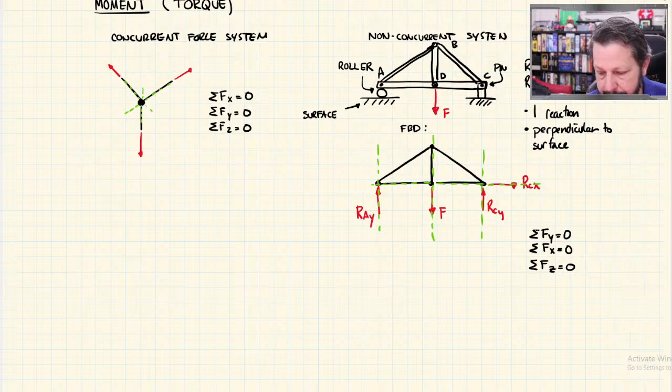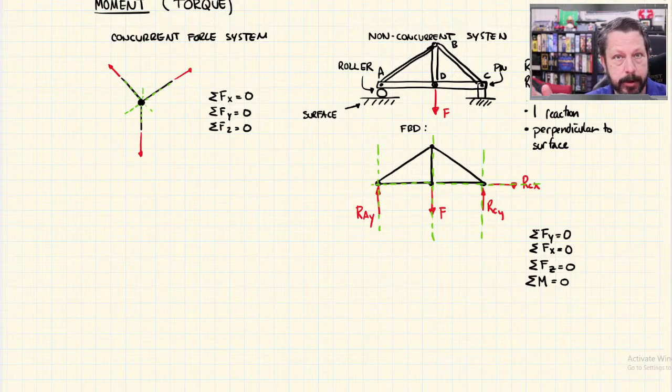So I need another equation here. And that's going to be, I need to be able to say that the summation of moments about any point in the truss equals 0. Because otherwise, if I don't add that equation in there, then I am allowing the truss to rotate about some point. So I need to add that because I don't want the truss to rotate about any point. It didn't matter in the concurrent force systems because there were no forces that would even try to make it rotate. They were all just acting directly on the point itself.